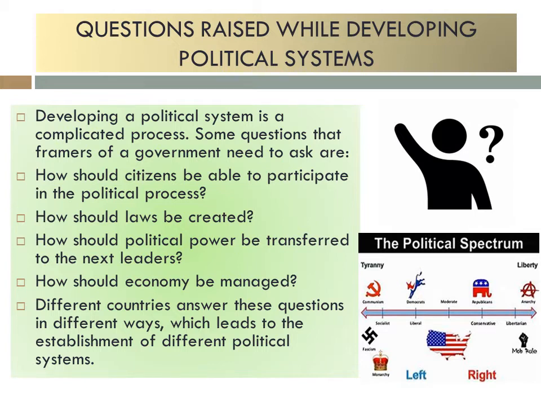So different countries answer these questions in different ways. That's the reason we have got America following presidential democracy, India following parliamentary democracy, whereas Russia following communism. China is again a communist country. UAE is a constitutional monarchy. So why? Because the different countries are answering these questions in different ways. What suits them the best according to the situation and the scenario in their country, they adopt that political system.